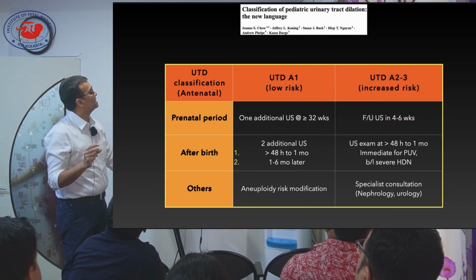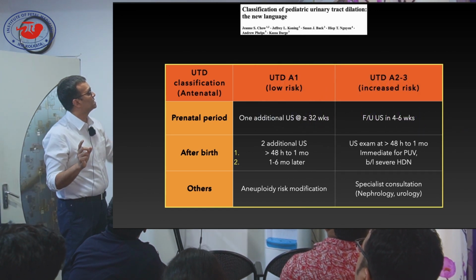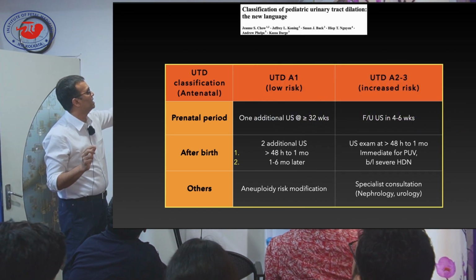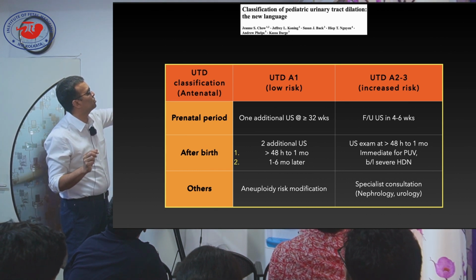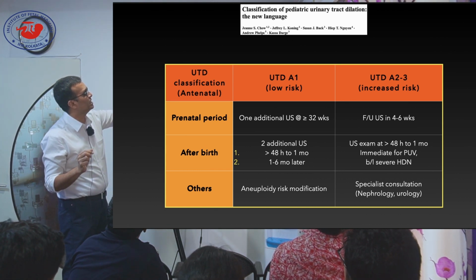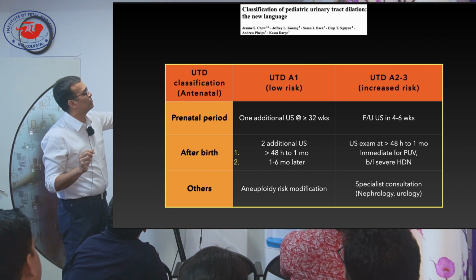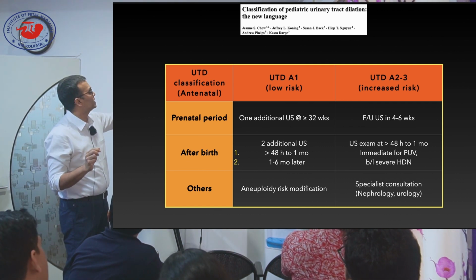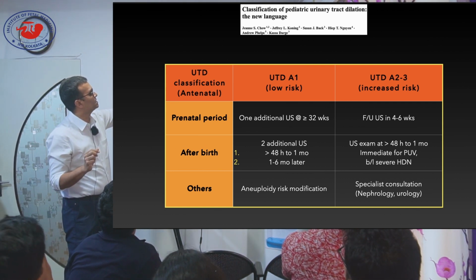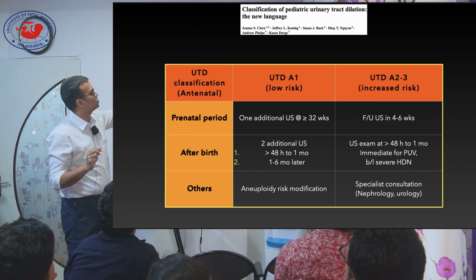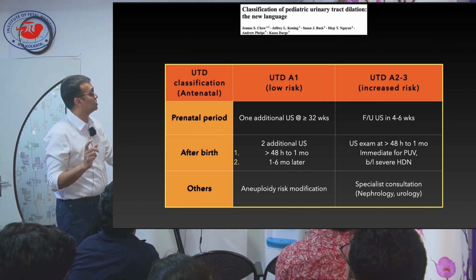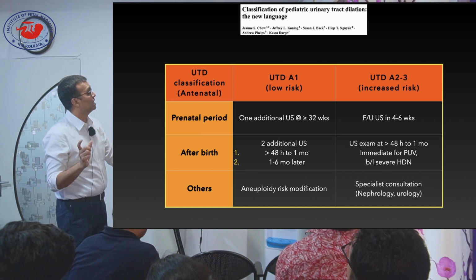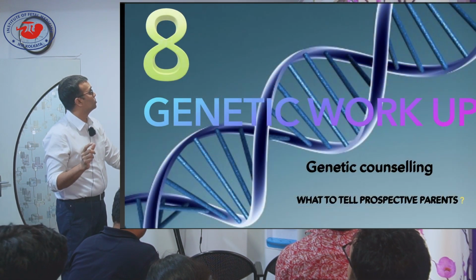Now this is antenatal and postnatal. I think I have given you a glimpse of this already. When to follow up: for UTD A1, we are doing an additional ultrasound at 32 weeks, and for UTD A2 to 3, most of the time we are following up in 4 to 6 weeks. After birth, this is the regime, and also aneuploidy risk modification. You have to calculate the risk for aneuploidy. I will show you how to do that in the genetic workup.